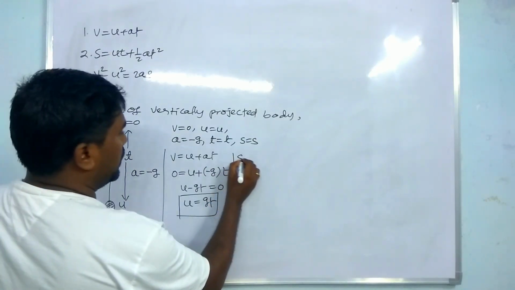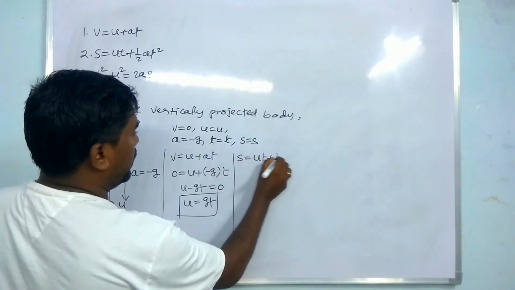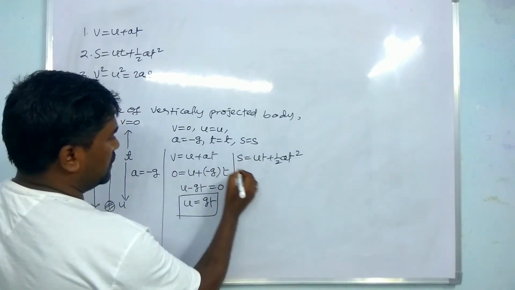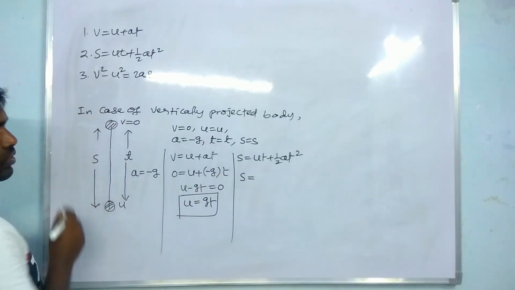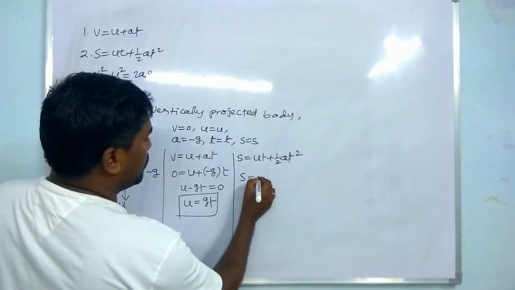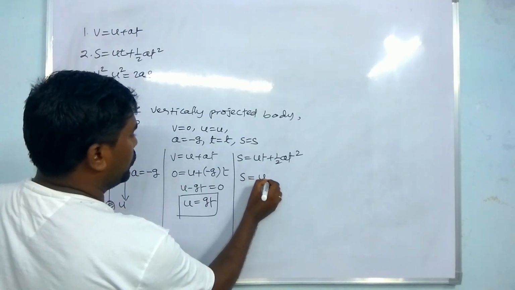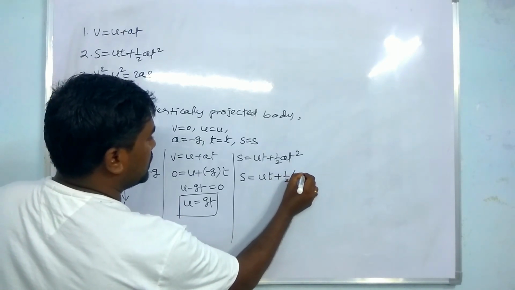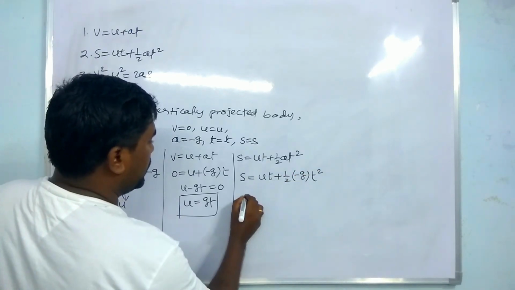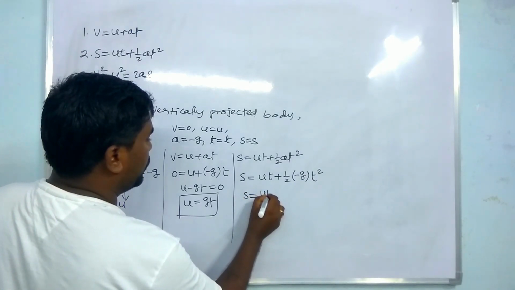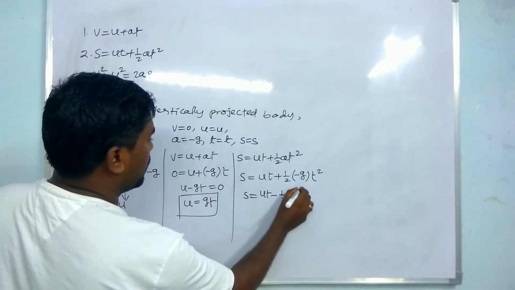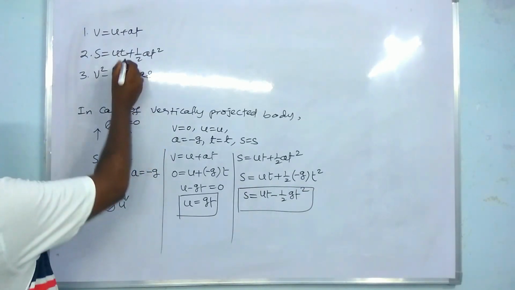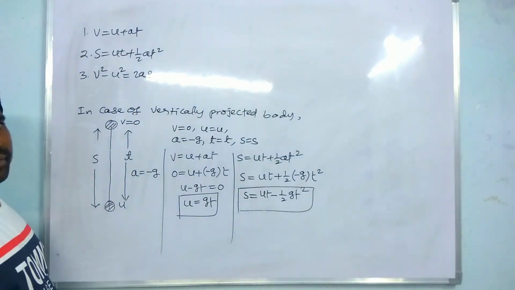The second equation, s is equal to ut plus 1 by 2 at square, where s may be h, let it be h also, and then initial velocity is equal to u and time is equal to t, plus 1 by 2 g, a is nothing but minus g, t square. It should be written as s is equal to ut minus 1 by 2 gt square. What is the change here? The negative sign. So here there is positive sign, here it is negative sign.